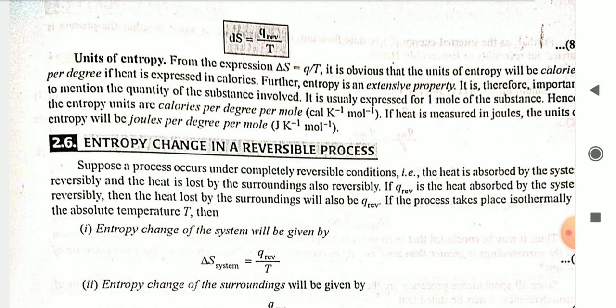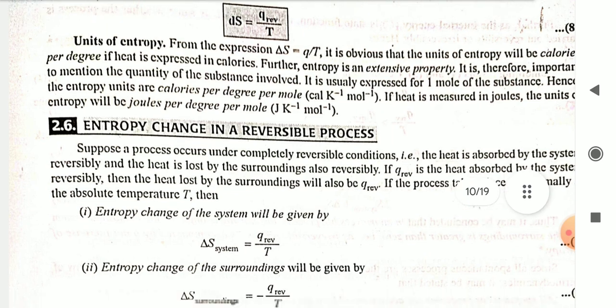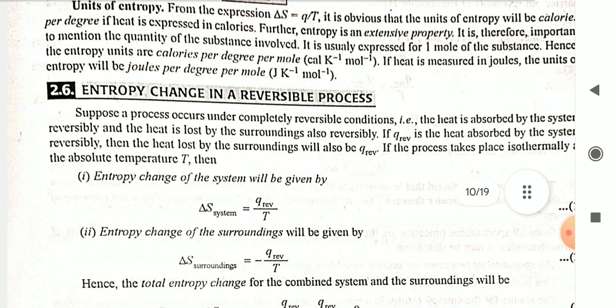Further, the entropy is an extensive property. It is therefore important to mention the quantity of a substance involved. It is loosely expressed for 1 mole of the substance, and hence the entropy units are calorie per degree per mole. If it is measured in joule, the unit of entropy will be joule per degree per mole.